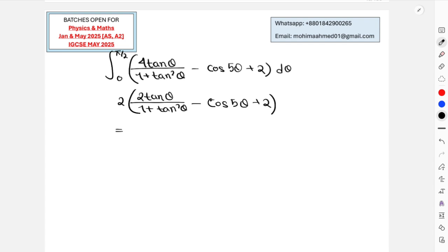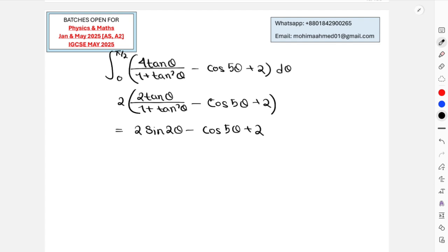gives you sine 2 theta. So this is going to be 2 sine 2 theta minus cos 5 theta plus 2. Then again this sine 2 theta can be written as 2 sine theta cos theta, and then you have cos 5 theta plus 2, right? Okay, you have cos 5 theta over here. Let's write it like this and then start the integration over here, just the way this is.